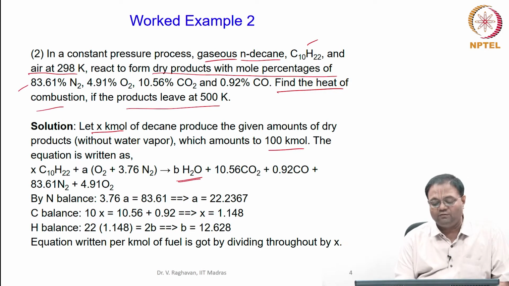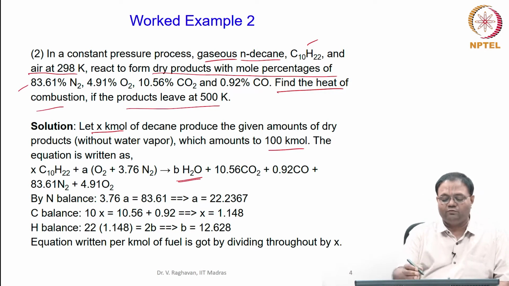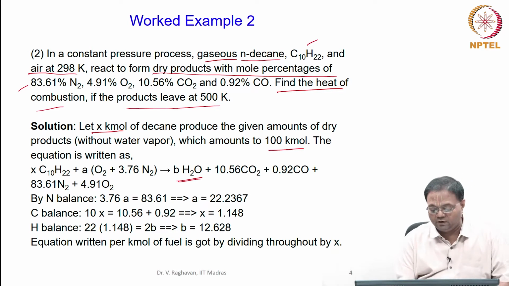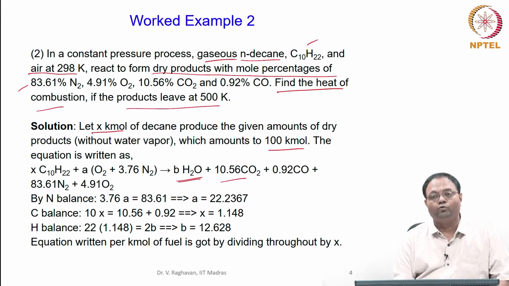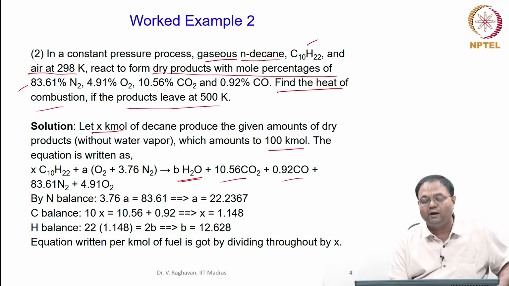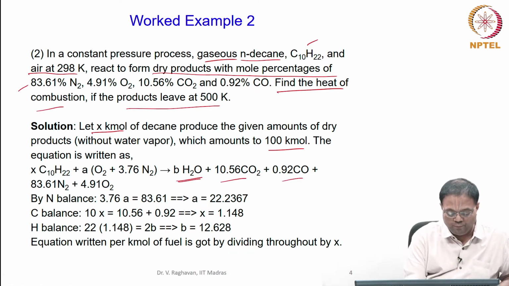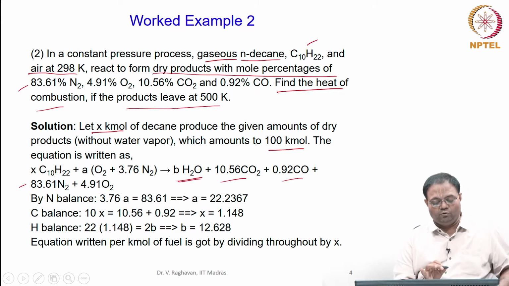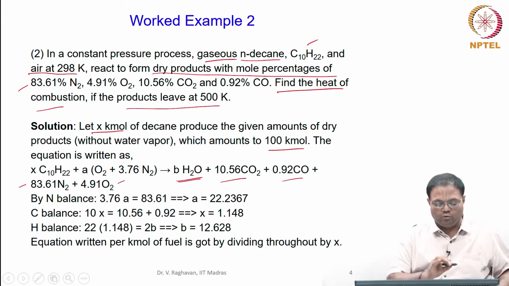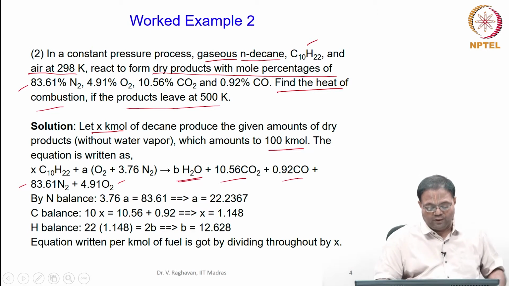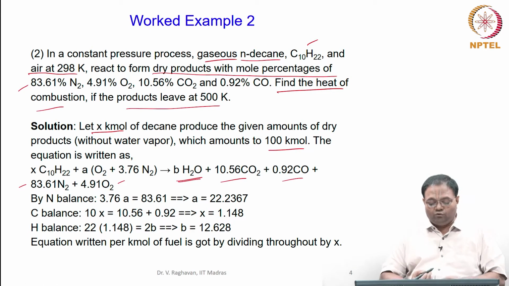So that plus all other things as measured by the volumetric analysis, you can write. So 10.56% converts into 10.56 kilomoles of CO2, 0.92 kilomoles of CO, then 83.61 kilomoles of N2 and 4.91 kilomoles of O2. Now same procedure, use the atom balances to solve the unknowns A, X and B.